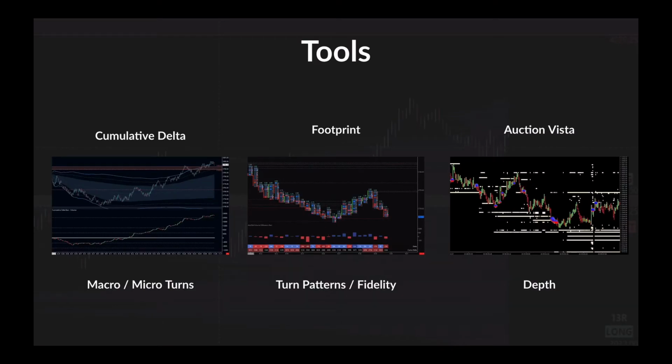These are the tools that I use. I use Cumulative Delta, Footprint, and Auction Vista. I already talked about Cumulative Delta last time. That gives me a pretty good idea of the big macro picture of order flow and what's happening, and if I should expect absorption or aggressiveness. So you can take a look at that video. This one is about footprint.